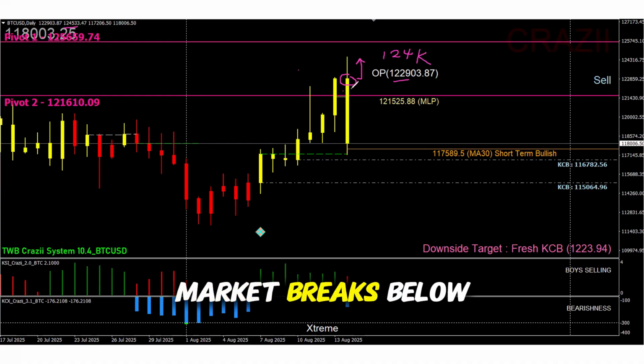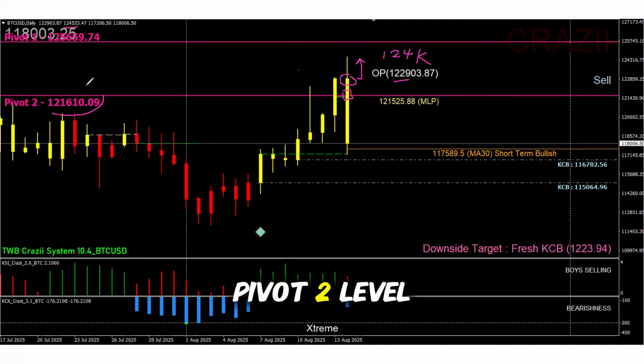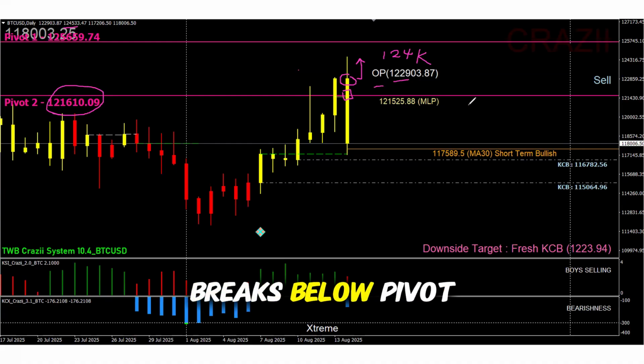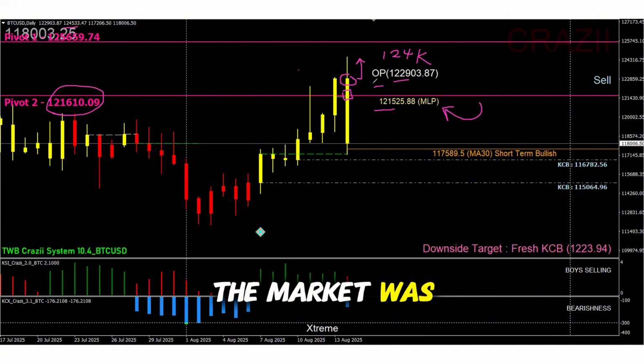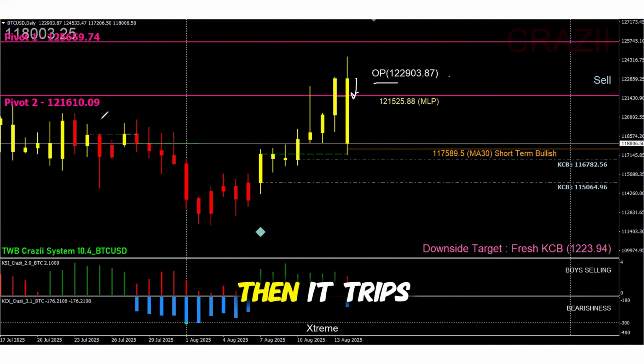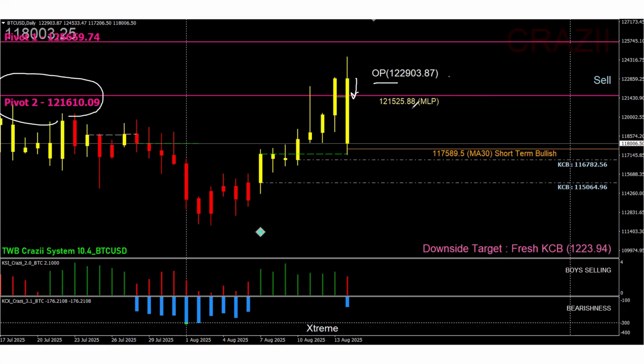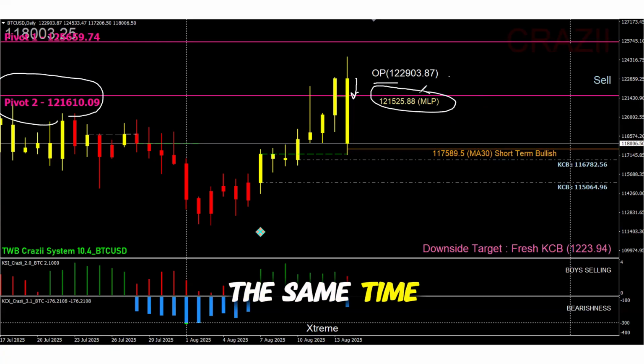Then the market breaks below here, which is the pivot 2 level, and it's below OP, right? When the market breaks below pivot 2 and below OP, this is known to be a classic sell signal. On top of that, the MLP was also calling for a sell if it breaks. The MLP was 121,525. So it was very clear that the market was below OP to begin with. Then it trips the pivot 2. Then it trips the MLP at the same time. So three things were tripped for a sell.